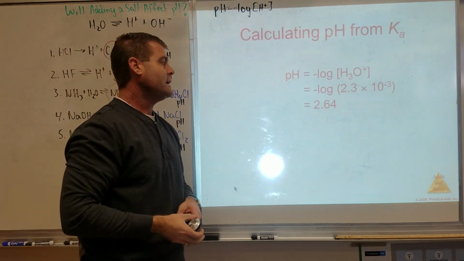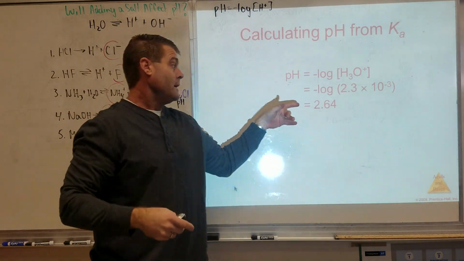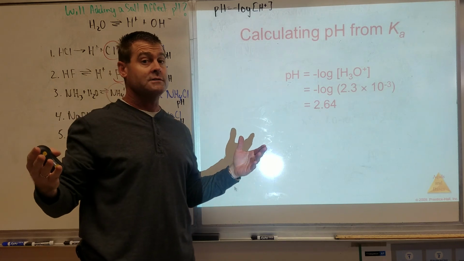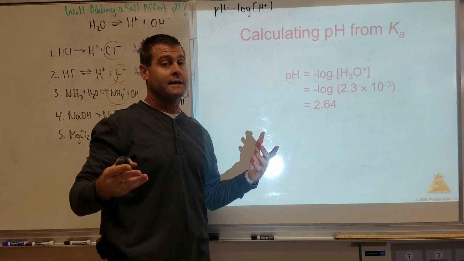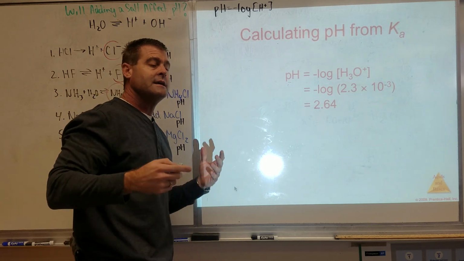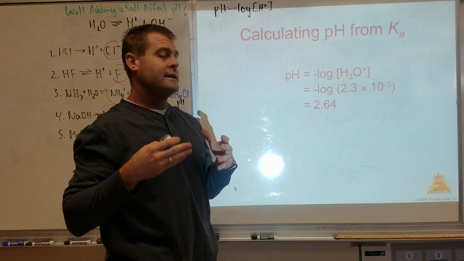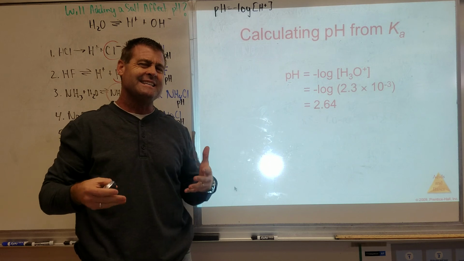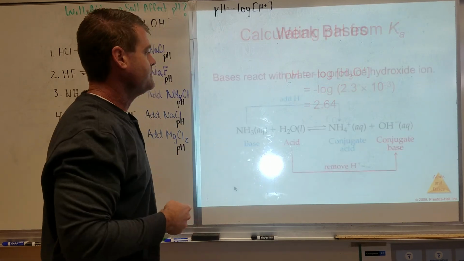Why should that look pretty reasonable? Well, you guys know it's an acid, so we better get a number less than 7. This seems to fit. It seems pretty reasonable. I'm hoping when you come up with an answer, you assess it to think, is it at least reasonable based on my understanding of it?